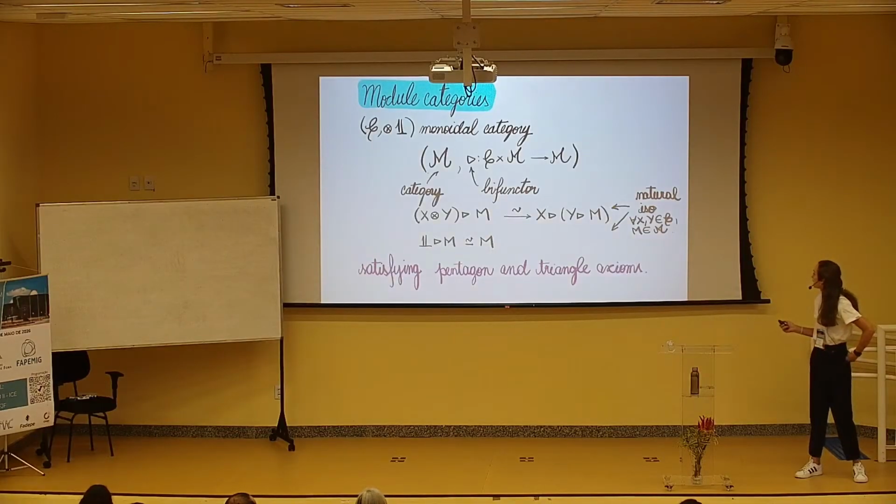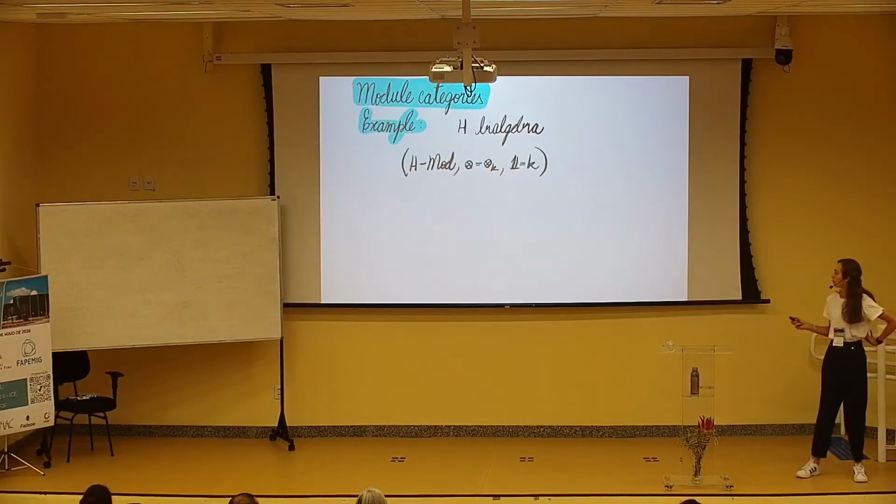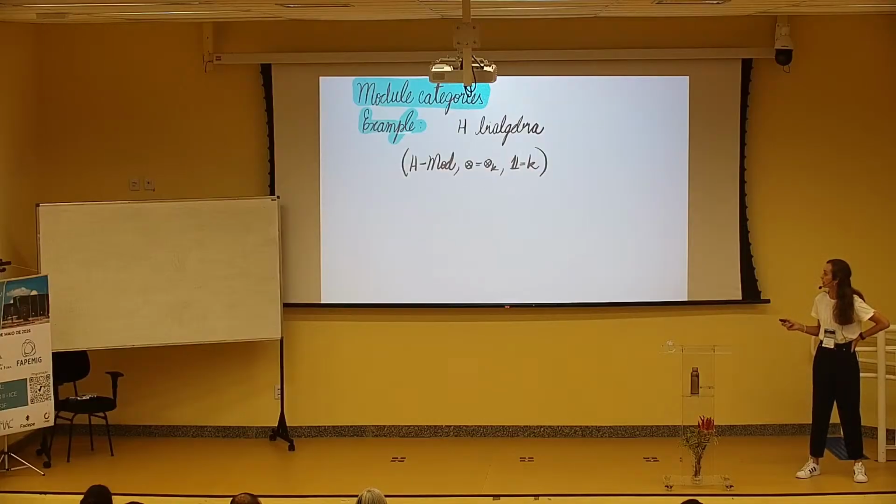And I want to come back to my example. So our example of a monoidal category, the modules over a bialgebra.